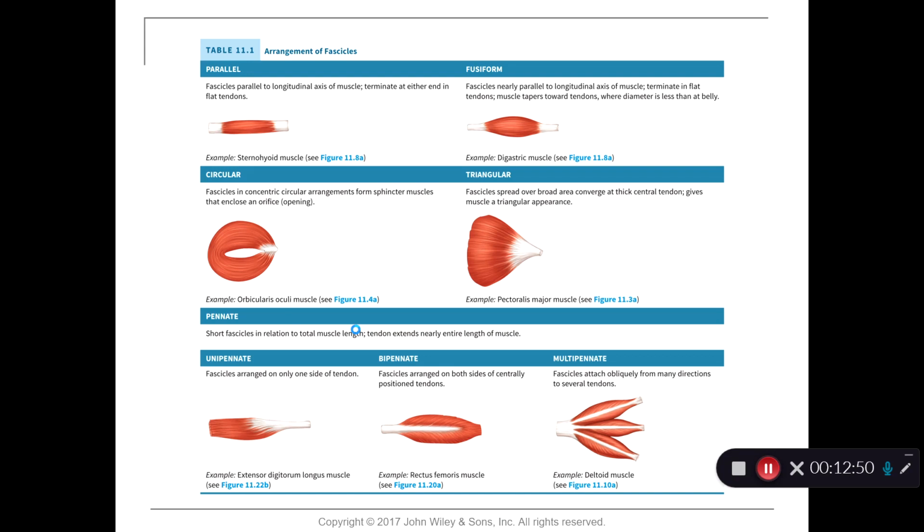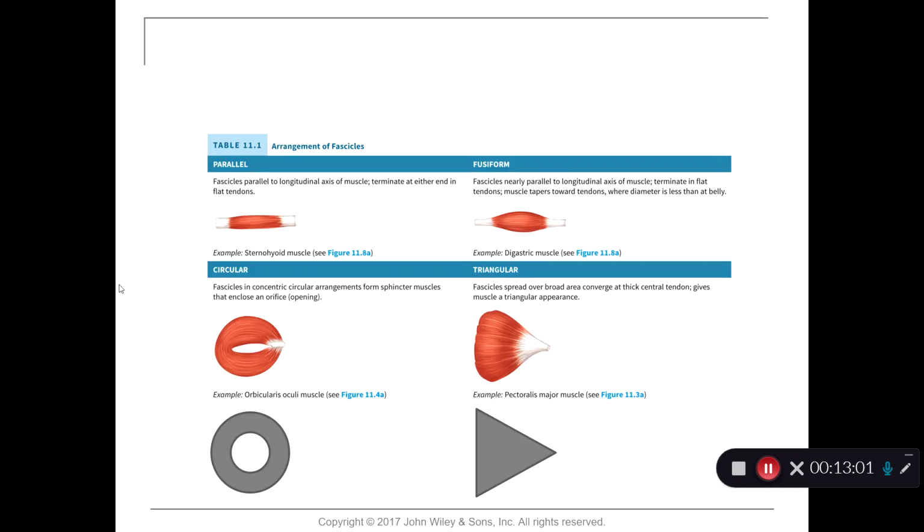Now that we've talked about the muscles, we're going to go ahead and refocus back down into the arrangement of the fascicles. These are all different ways that you will see these fascicles arranged. I've gone ahead and broken it down, to make it a little bit easier. Those of you that have taken geometry will remember that parallel means lines that are running next to each other in the exact same direction, never to touch each other.